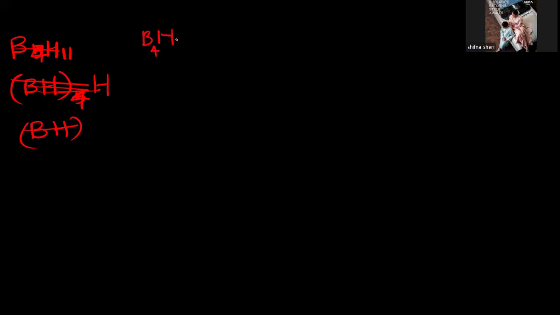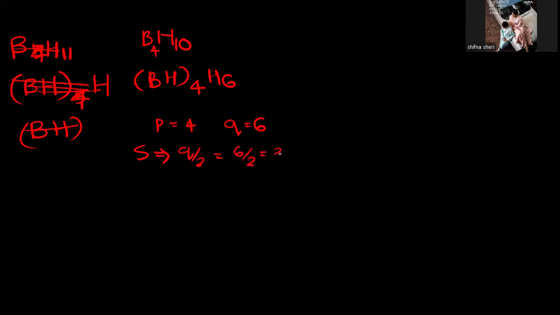B4H10. So we have to write B4H4 and the remaining hydrogen you have to write H6, right? And then P is 4 and Q is 6. S is Q by 2, that means 6 by 2, 3. 3, and then S is 3, 4, Y, 6, right? T is P minus Q. That means 4 minus 6 is minus 2.